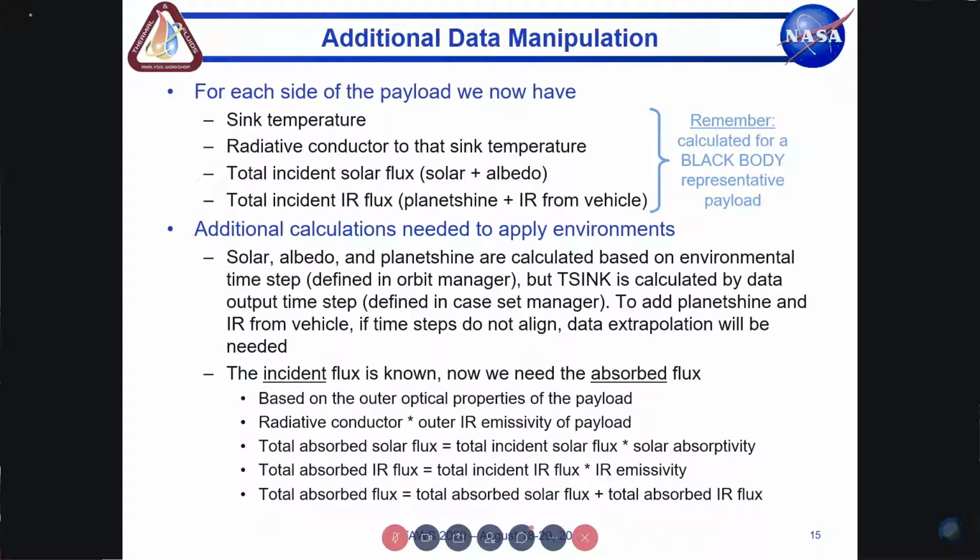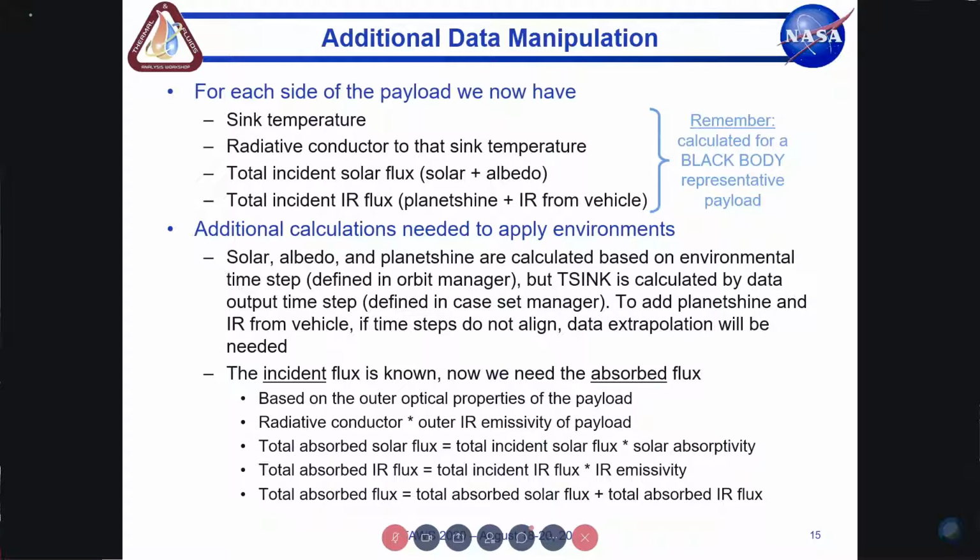The solar and albedo flux outputs are added together to calculate the total incident solar flux. And those were calculated at the same time intervals, so they can just be added at each time step. And then the Planetshine and IR from the vehicle are added together to calculate the total incident IR flux.